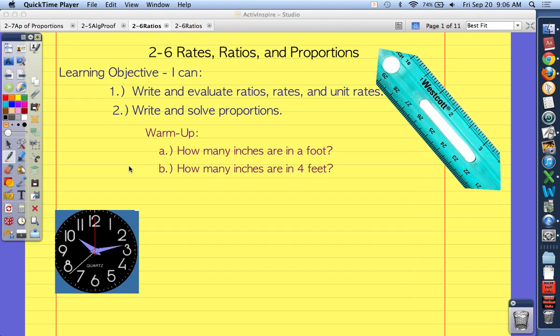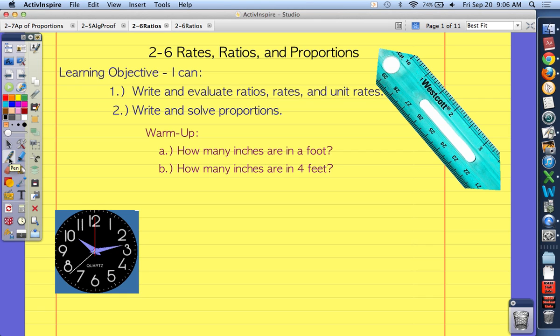Copy down your target for today. We're going to be working on writing and evaluating ratios, rates, and unit rates, as well as writing and solving proportions. As 8th graders, you've done this all, especially last year in pre-algebra. You might take it to a little bit of a higher level this year, and it's also a great review. So copy down your target, answer the 2 warm-up questions, then press play.